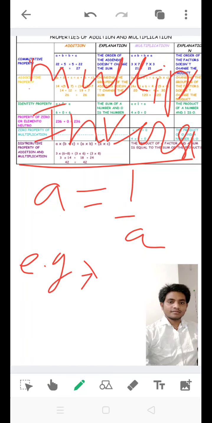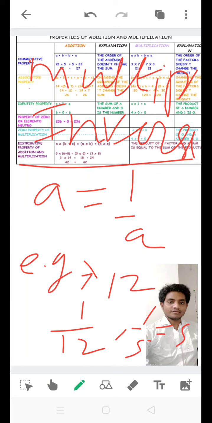For example, if you take 12, then the multiplicative inverse of this number is 1 by 12. If you take 1 by 5, then the multiplicative inverse of 1 by 5 is equal to 5. Okay, second example.